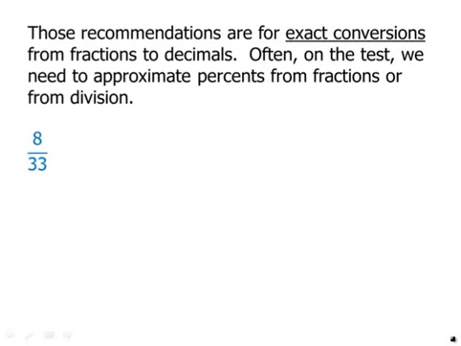So for example, 8 over 33. Suppose we multiply the numerator and the denominator by 3, then we'd get 24 over 99. Well, 24 over 99 is going to be slightly larger than 24 over 100. Of course, when we make the denominator larger, we make the fraction a little bit smaller. 24 over 100, of course, is 24%, so 8 over 33 is going to be slightly larger than 24%. That's a very good approximation.